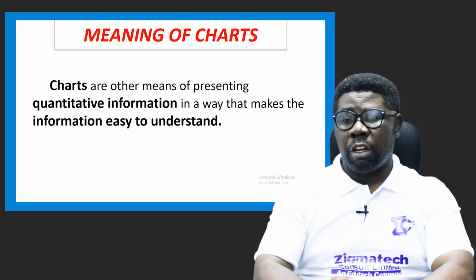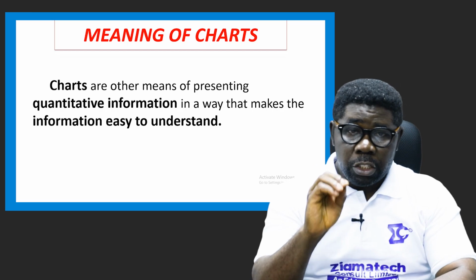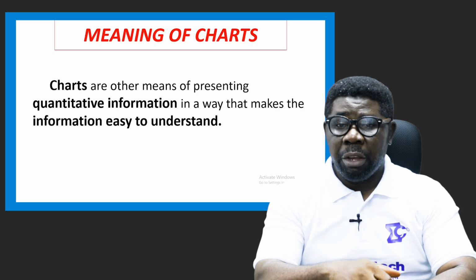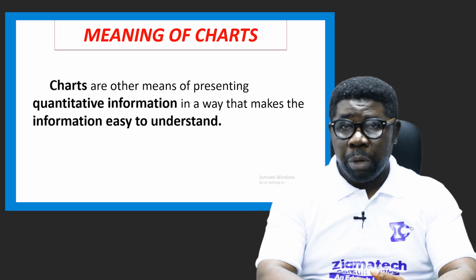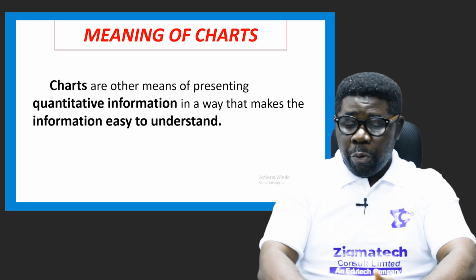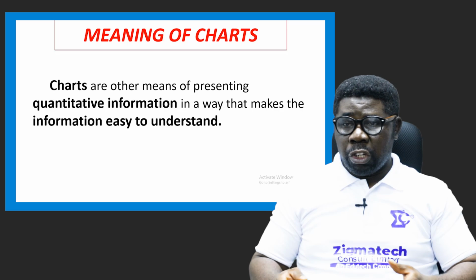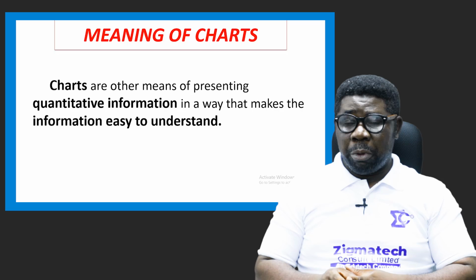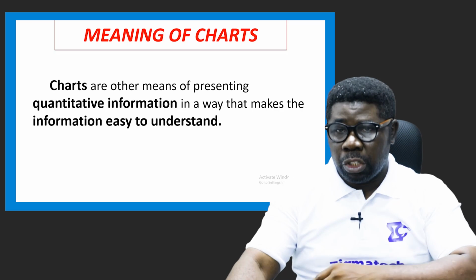Charts. Charts are other means of presenting quantitative information in a way that makes it easy to understand, okay? All of them make sure that it gives you easier understanding than it would have been when written in theoretical format. When you put any information in a table that is theoretically analyzed, you can see it becomes easier to grasp and understand and even to make decisions.